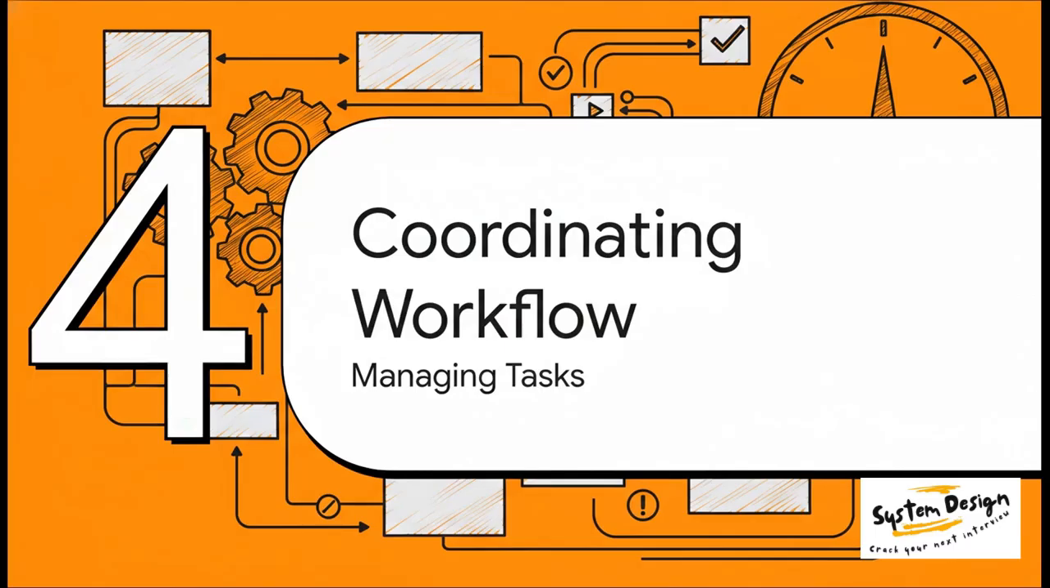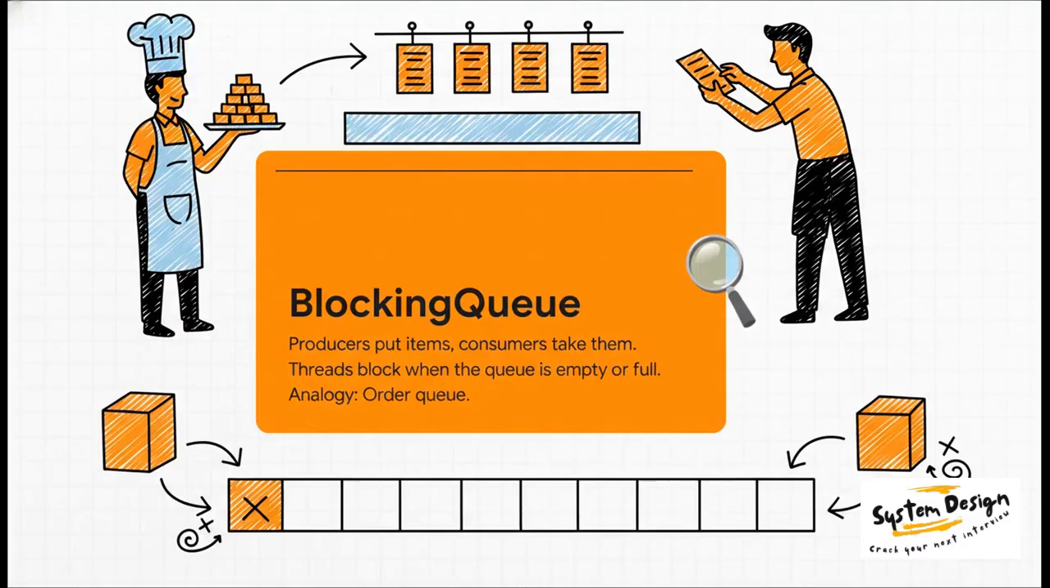Okay, huge shift in thinking here. So far, we've really been focused on protecting data. Now, let's switch gears and talk about coordinating the workflow itself. These primitives aren't so much about guarding a variable as they are about managing the flow of tasks between different threads. And the king of this world is the blocking queue.